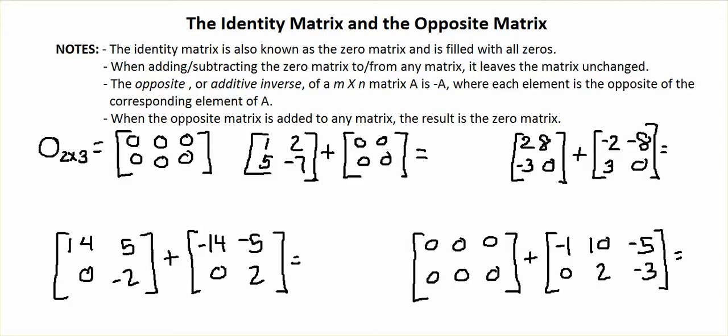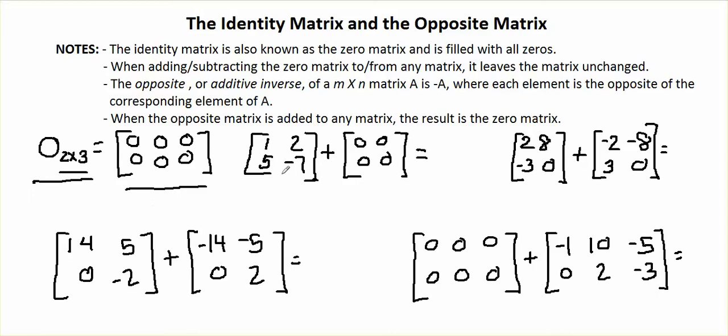The additive identity matrix is also known as the zero matrix, and it's filled with all zeros. So for instance, this matrix right here is the zero matrix, and it has a size. It's a 2 by 3, so it has 2 rows and 3 columns of just all zeros. Every element is 0. When you add or subtract the zero matrix from any matrix, it leaves that matrix unchanged.